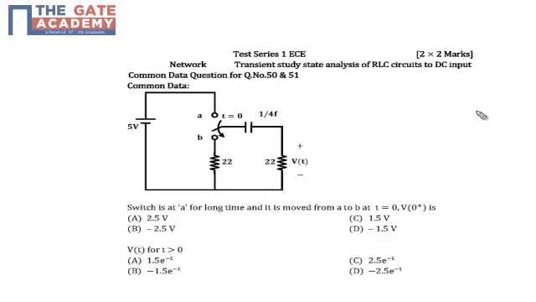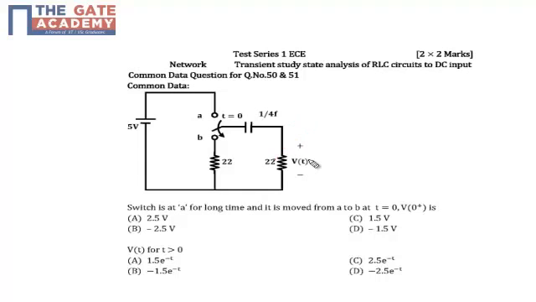Hello friends, this question is from the subject of networks, in the topic of transient and steady state analysis. It's a common data question of 4 marks in which one circuit has been given, and in the first question we need to find out the voltage Vt at t is equal to 0 plus.